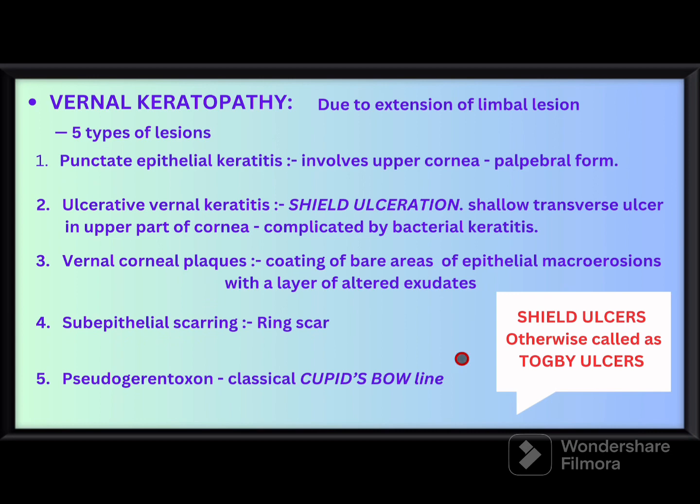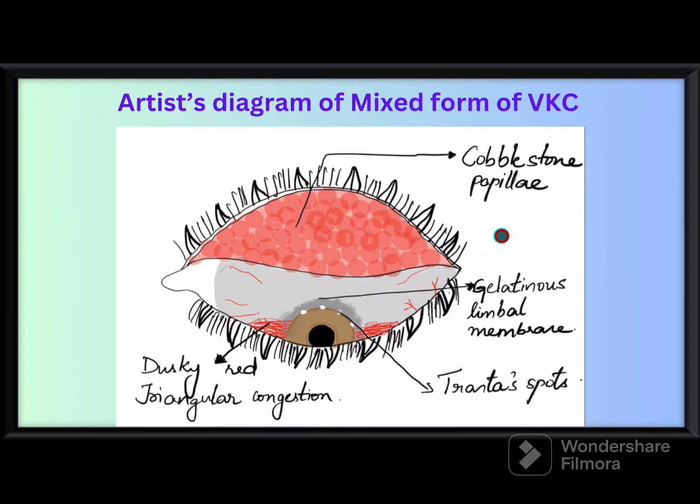Okay. Now, see, this is the artist's diagram of the mixed form of VKC. You can see the cobblestone papillae over here, the gelatinous limbal membrane, the white raised Trantas spots, the dusky red triangular congestion, right? It is a mixed form because bulbar form characteristics are over here and palpebral form characteristics are here. So this is the artist's diagram of a mixed form of VKC.